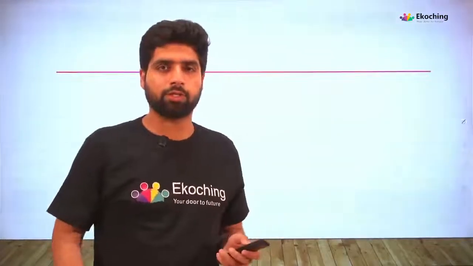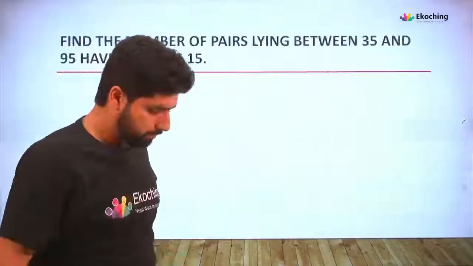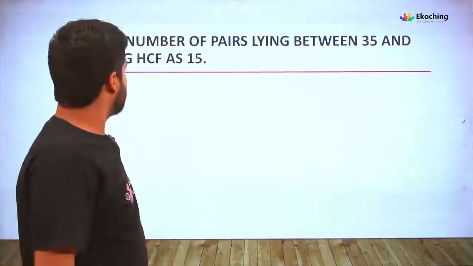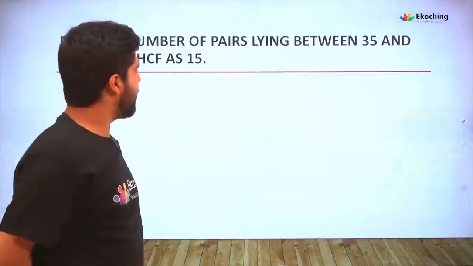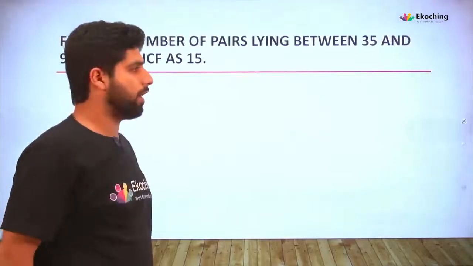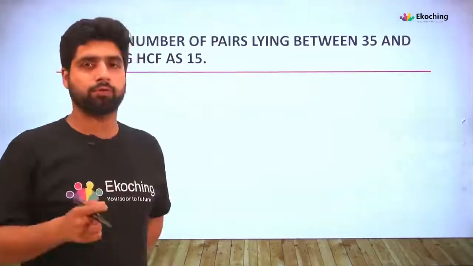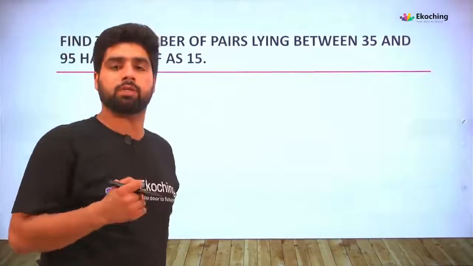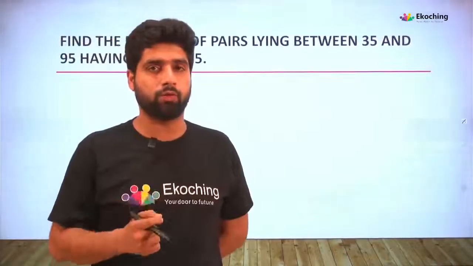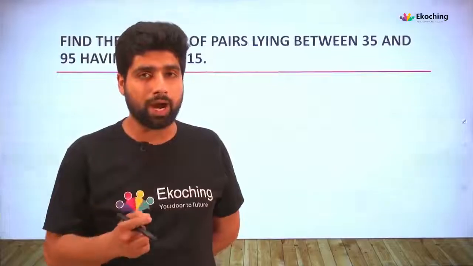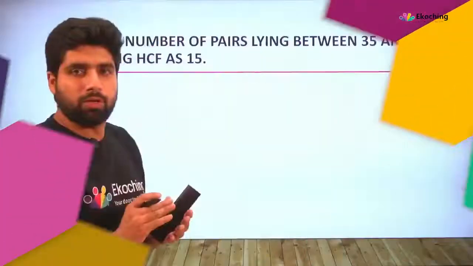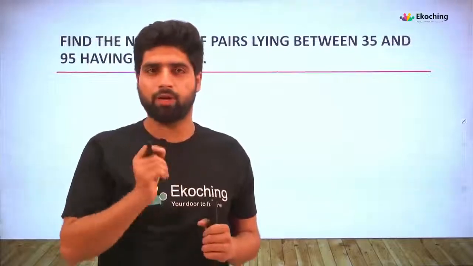So here is the first question on your screen. Find the number of pairs lying between 35 and 95 having HCF as 15. Now I request all of you to pause this video for 2 minutes and try to solve this question. Then let's get back and see how to solve this kind of question.